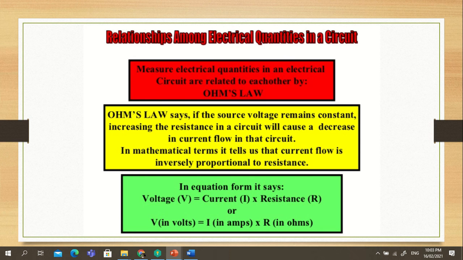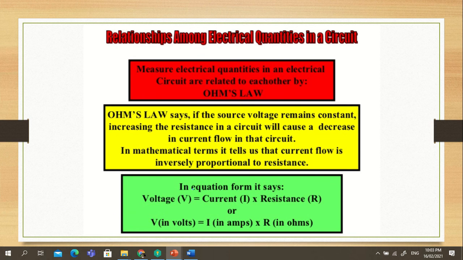Now, relationships among electrical quantities in a circuit. So again, I'll discuss Ohm's law here in another way. Measured electrical quantities in an electrical circuit are related to each other by Ohm's law. Ohm's law says if the source voltage remains constant, increasing the resistance in a circuit will cause a decrease in current in that circuit. In mathematical terms, current flow is inversely proportional to the resistance.